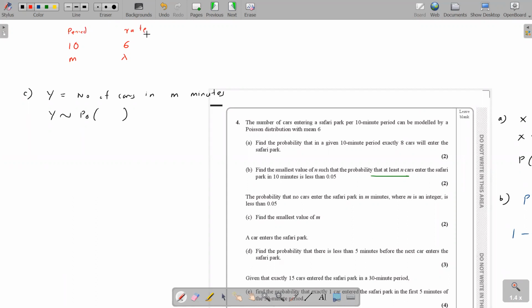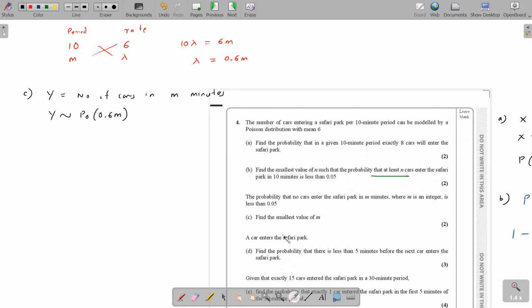So get the answer. Make lambda the subject. I get 10 lambda equals 6m, which gives m equals 10 over 6, right? Sorry, we are supposed to make lambda the subject. Lambda equals 6 over 10 m, which is 0.6m. So your Poisson distribution has a mean of 0.6m. Are you with me?